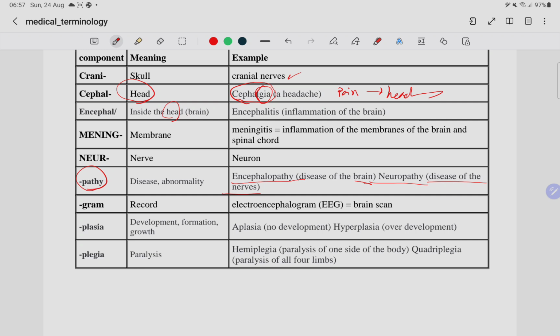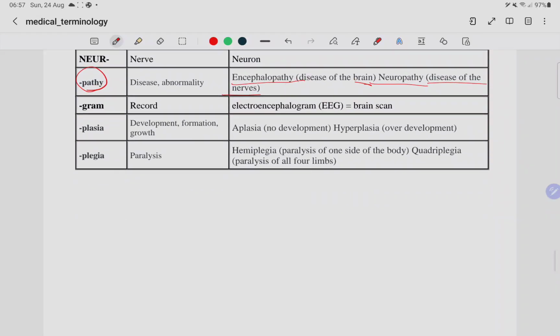Plasia means development or growth. So when I say aplasia, it means that there is no growth of this organ, and when I say hyperplasia, it means overdevelopment of this organ.